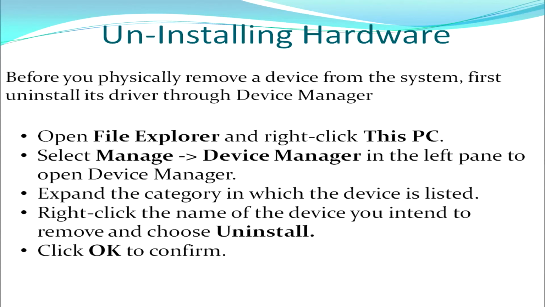Right click on the name of the device that you want to remove and then choose uninstall. It will ask for confirmation whether you really want to uninstall the device. If you say OK, it will start the uninstallation process, and once it is over, it also gives you the message that the uninstallation process is complete and the device is no longer available along with your computer. So, this is about uninstalling the hardware that is attached to your computer.